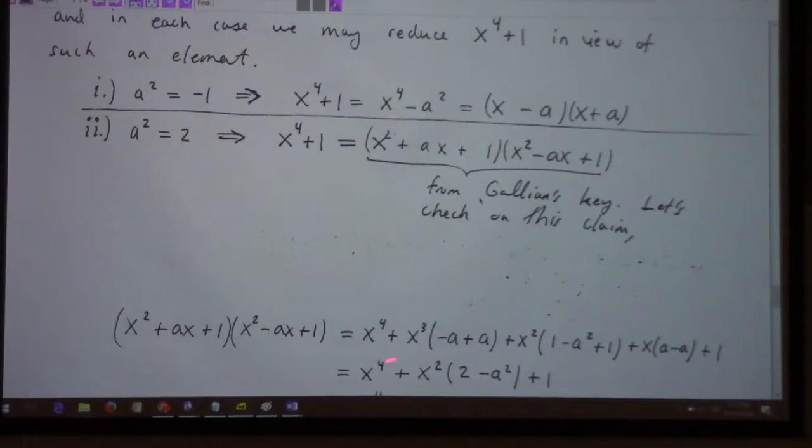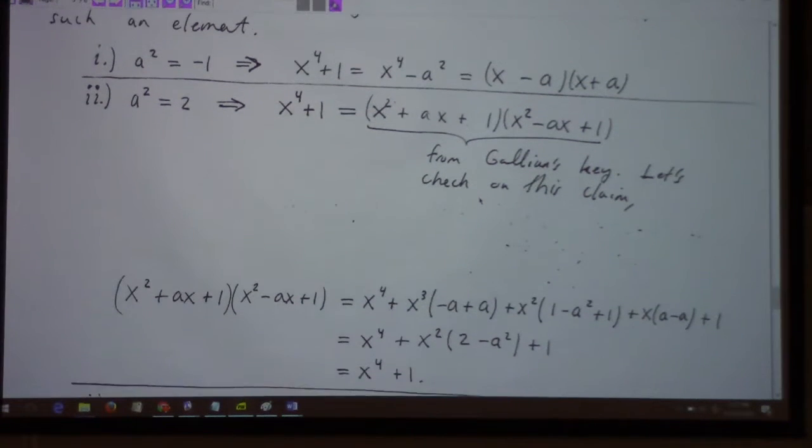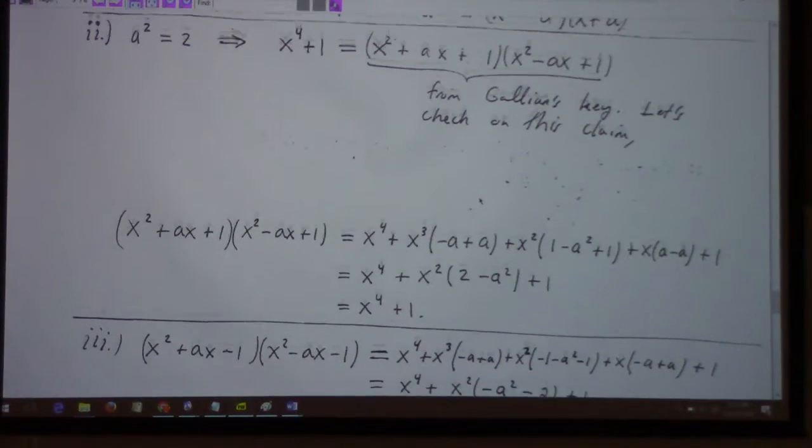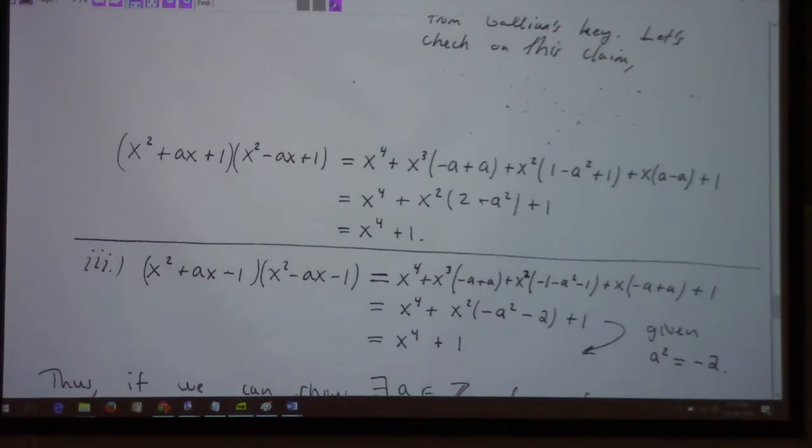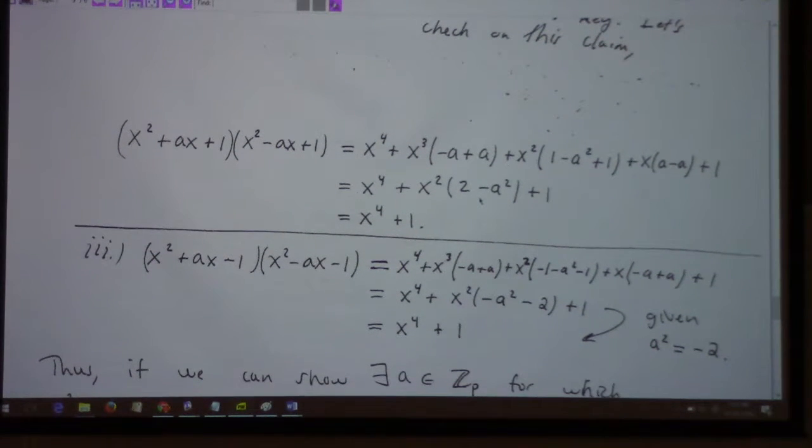I made a mistake. Anyway, I'm just checking it. So if you multiply this back out, you get back to there, because 2 minus a squared is 0 in this context. So I was checking on these alleged factorizations, all right? Case 3: x squared plus ax minus 1 times x squared minus ax minus 1. You multiply it out, you collect like things, and they die because the condition a squared is equal to minus 2 gives you that's 0, and back to x to the fourth plus 1.